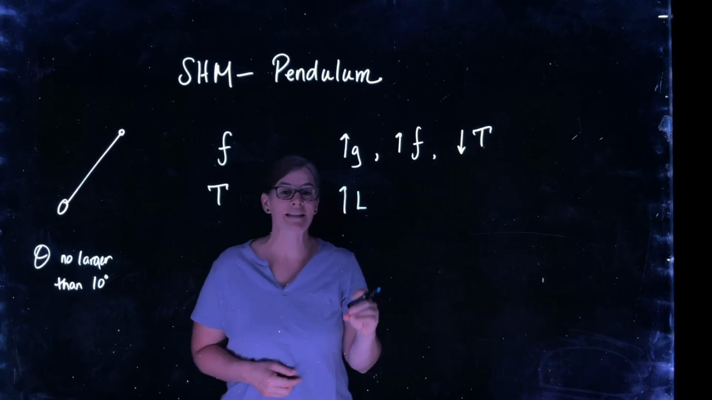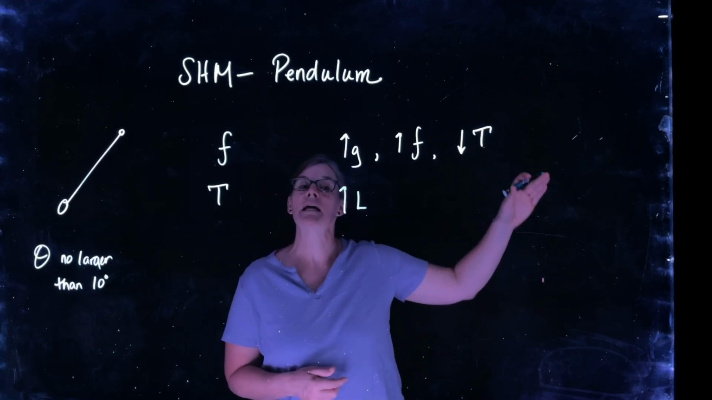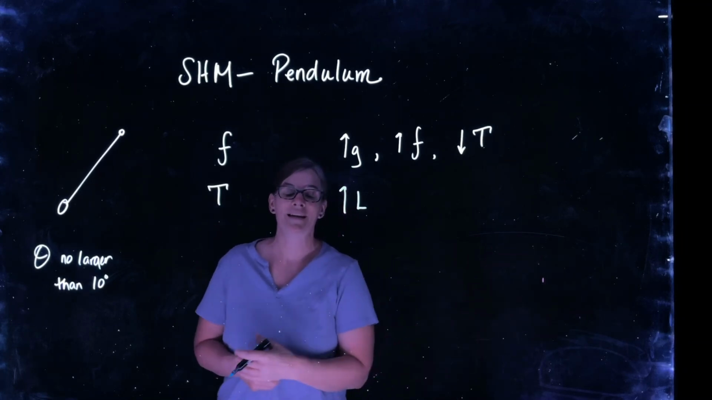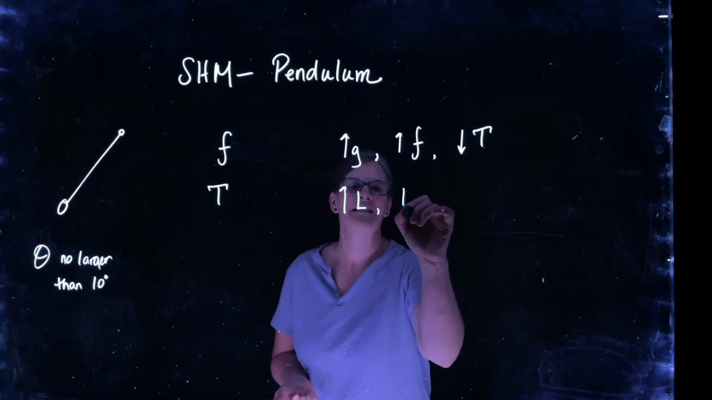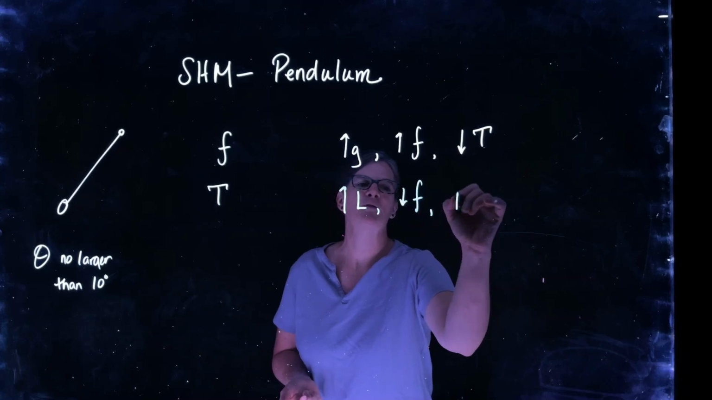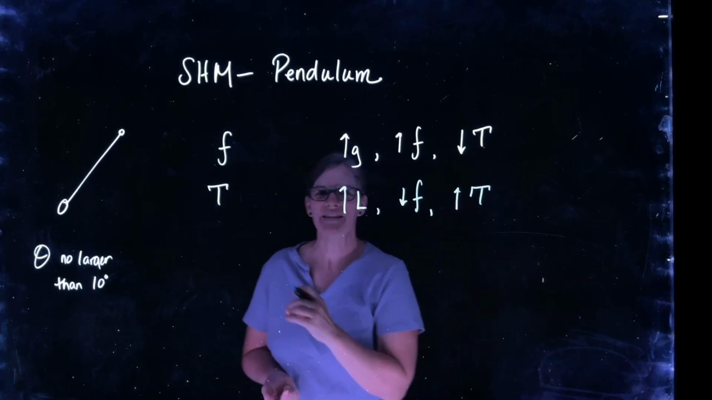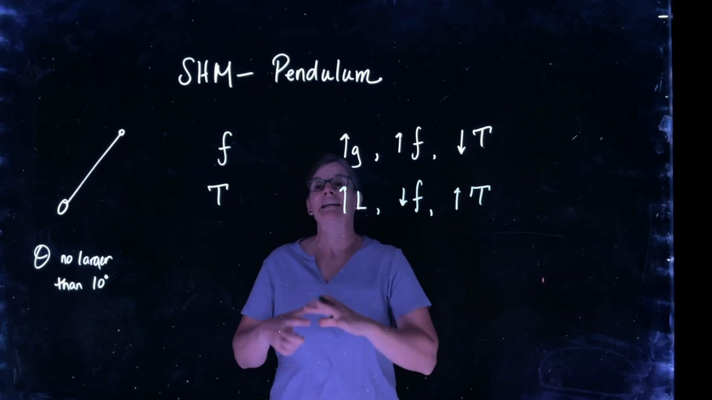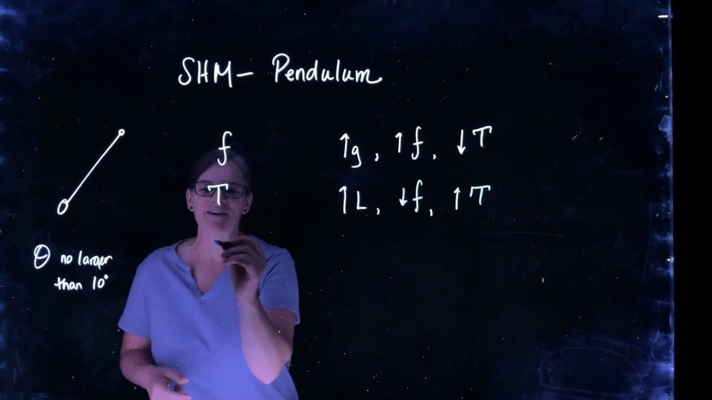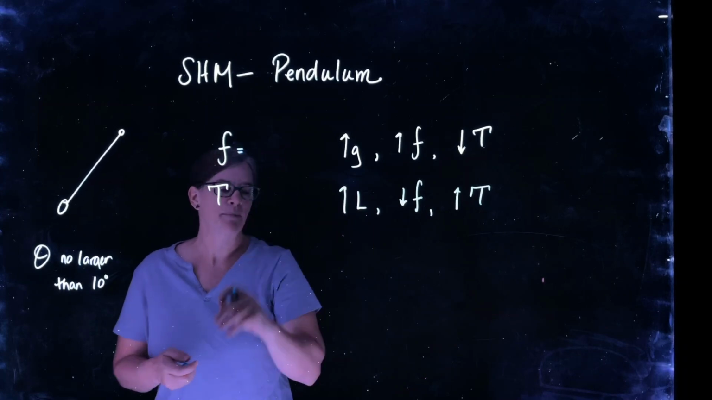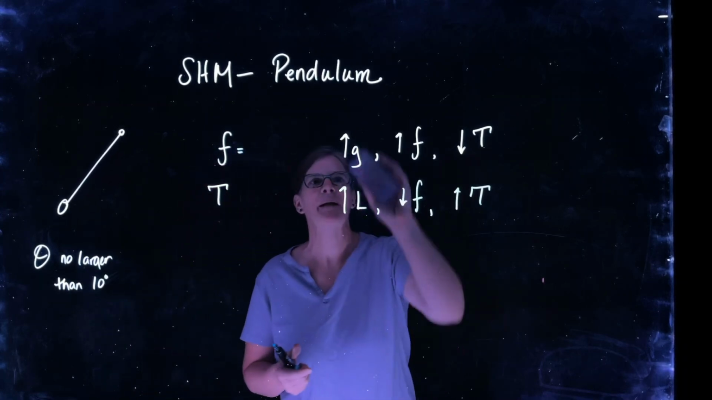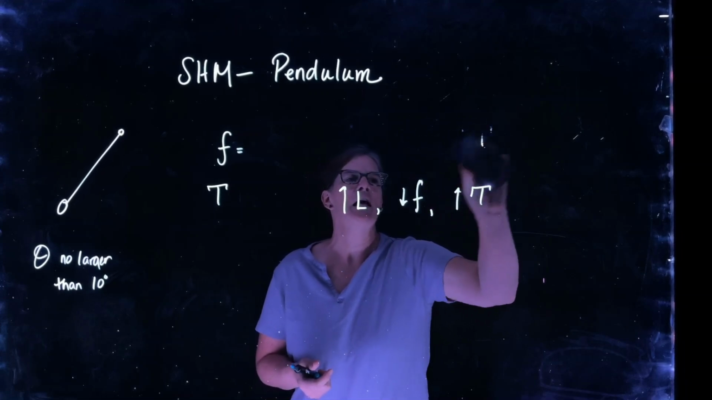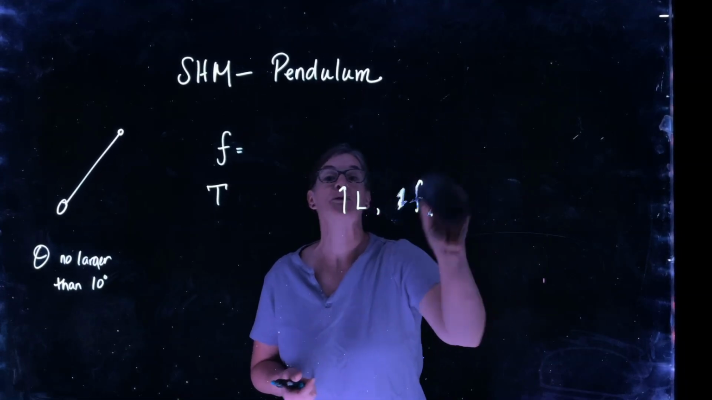If I increase the length, really long swings, they felt really slow in terms of the cycle. I decrease the frequency, and of course the time it takes to do one cycle, the period, increases. And if we do the math, we'll discover that the frequency of a pendulum in simple harmonic motion is very similar in form to what it was with our spring.